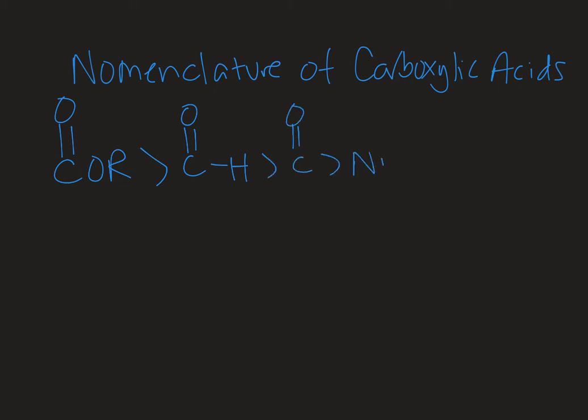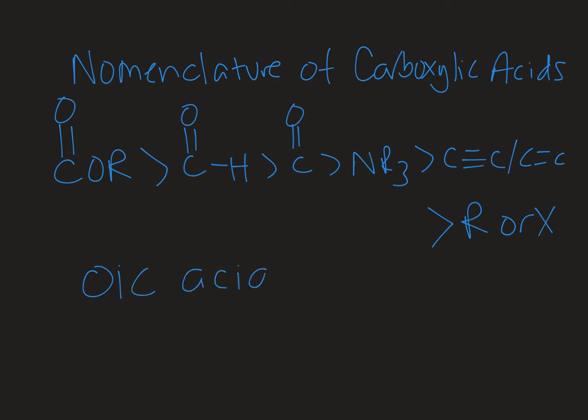Then you've got amines. Then you've got alkynes and alkenes, and then lastly you have alkyl groups and halogens as substituents. So this is the highest priority group there is. You replace the E at the end with oic, and then there's a space and the word acid. We don't typically use locants with carboxylic acids because they have to be terminal, so we know by definition that they're at the end of the chain. Let's go to the next page and we'll look at a specific example.